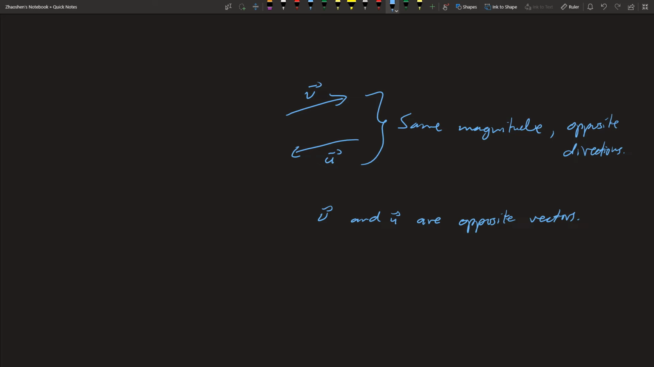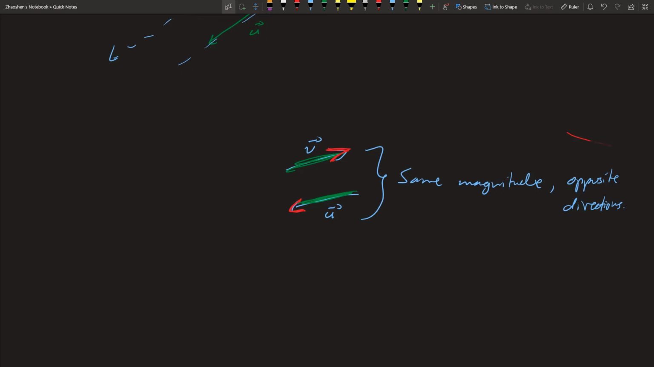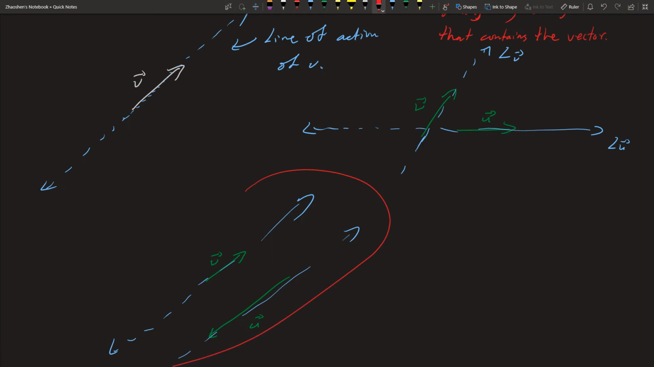Let me repeat. Two vectors are opposite if they have the same magnitude, the same length, but pointed in different directions. This vector is pointing this way, this vector u is pointing the other way around. So those two vectors are opposite vectors. Now we can actually generalize what we talked about before. We have opposite vectors over here, and then we have parallel vectors over here. Those are the two examples that I gave. Now, how do we generalize this? I'm just going to write something.